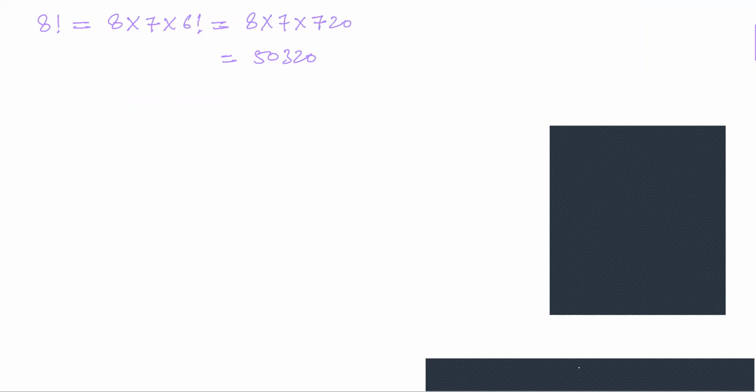First part is correct. In the first part, we have to solve 8 factorial. 8 factorial can be written like this. 6 factorial you have just calculated. After calculating, this will become this. So it is, sorry, 503 or 4? It is 40320.